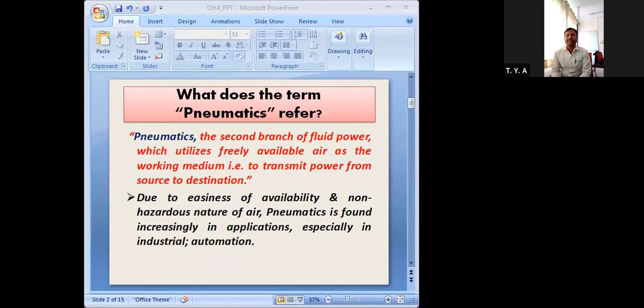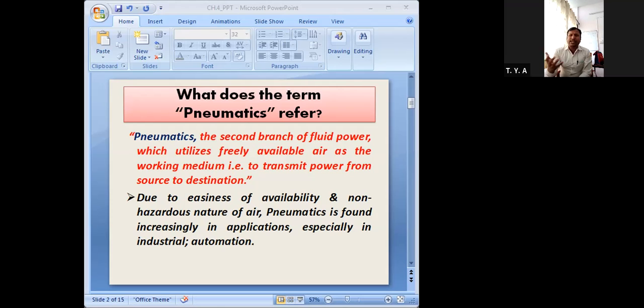Also, pneumatics may be defined as that branch of engineering science which deals with the study of the behavior and application of compressed air. In general, this is the definition. Now, like hydraulics, for pneumatics also we can give another definition, and it is like this: pneumatics is a branch of fluid power technology or fluid power.